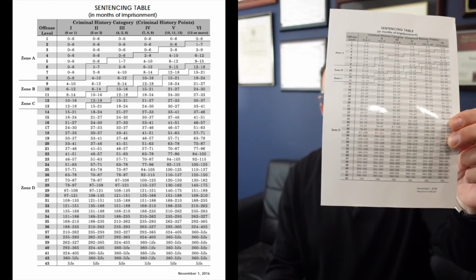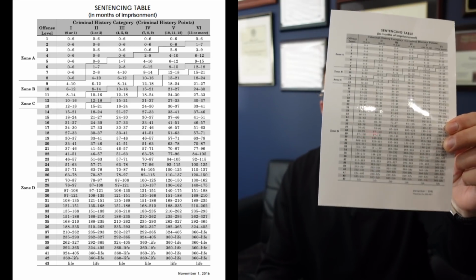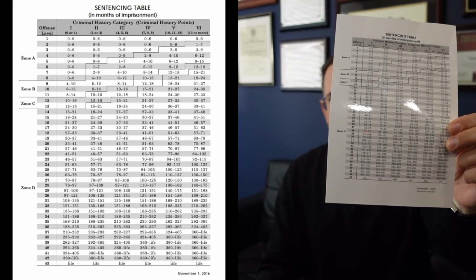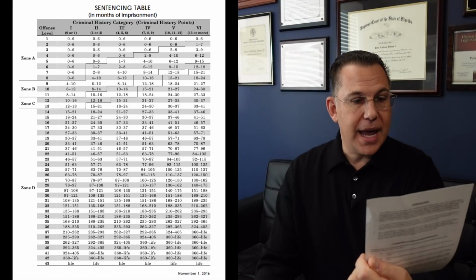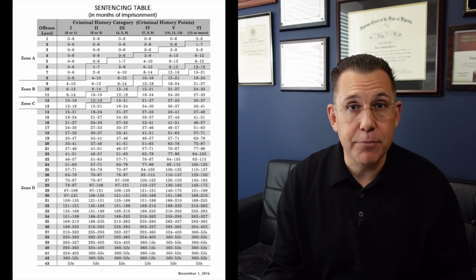Because if you look at the bottom of the sentencing guideline chart, you will see that the sentencing guideline ends at level 43, which has a presumptive reasonable sentence of life in prison. But wait, is Elizabeth Holmes going to get life in prison? No. And I'll tell you why.